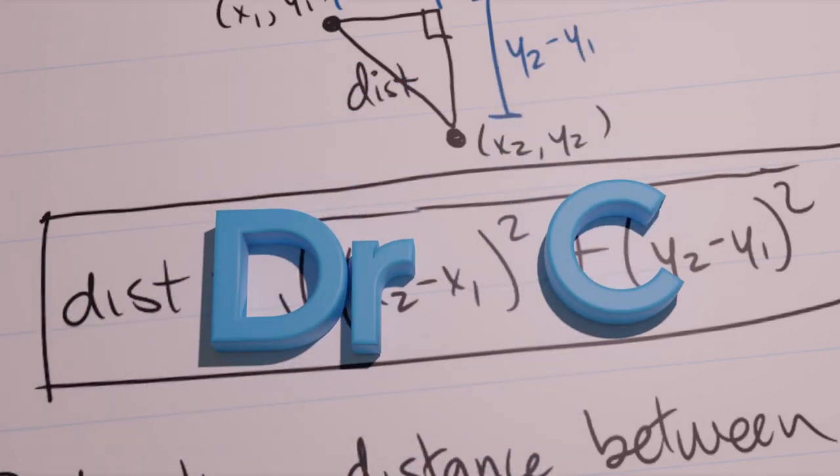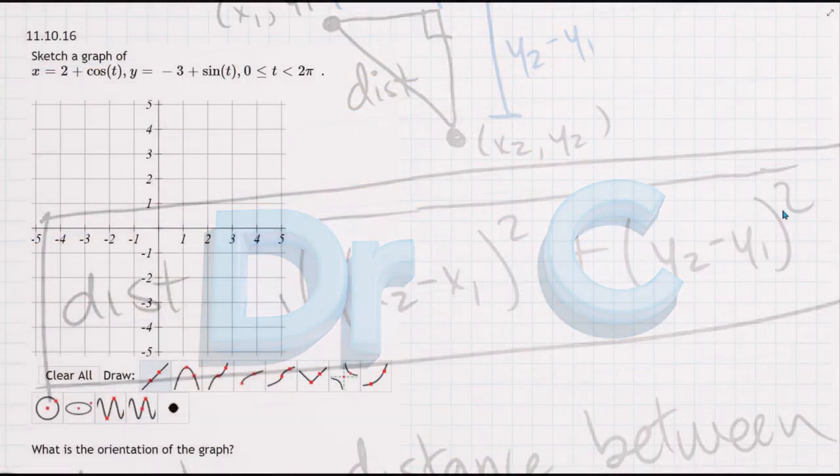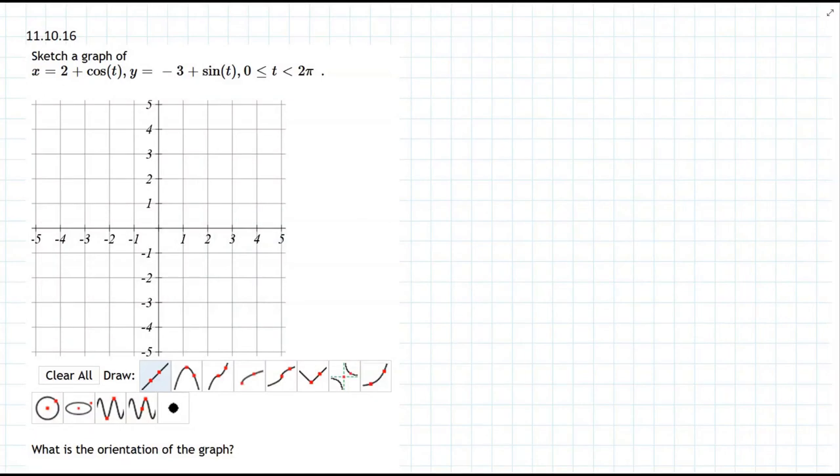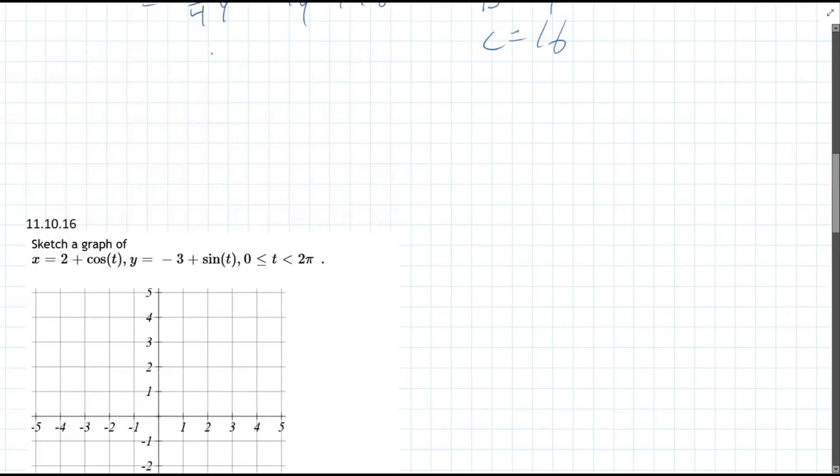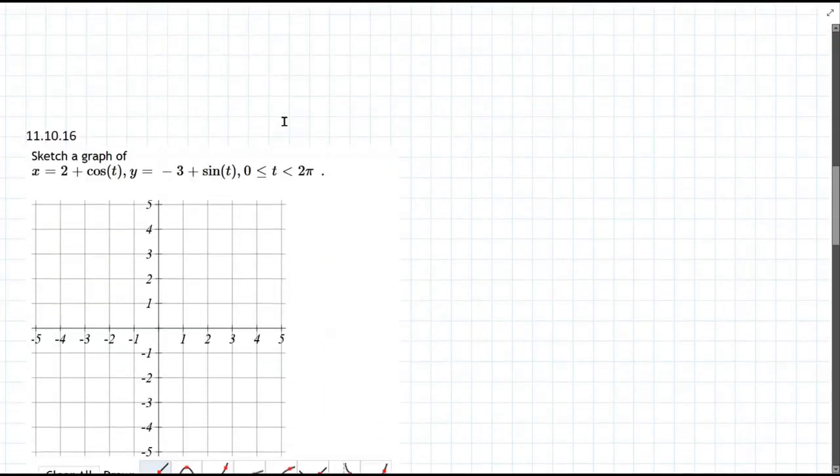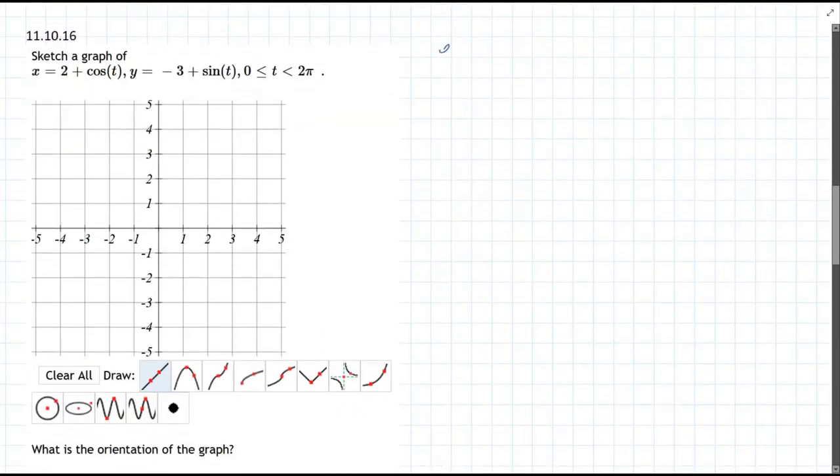We need to sketch a graph here. This equation right here, x equals 2 plus cos t and y equals negative 3 plus sine t. What we're going to do instead is graph a slightly easier set of equations.